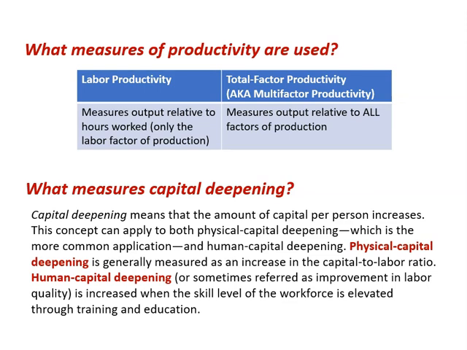A related concept to productivity is capital deepening. What is capital deepening? Capital deepening means that the amount of capital per person increases. This concept can apply to both physical capital deepening, which is the more common application, and human capital deepening. Physical capital deepening is generally measured as an increase in the capital to labor ratio. Human capital deepening, or sometimes referred to as improvement in labor quality, is increased when the skill level of the workforce is elevated through training and education.